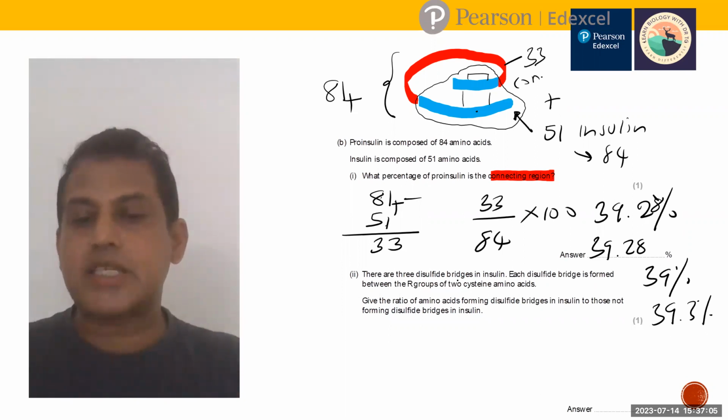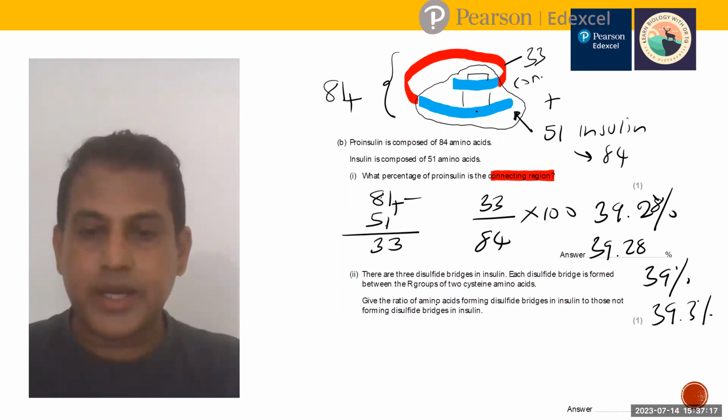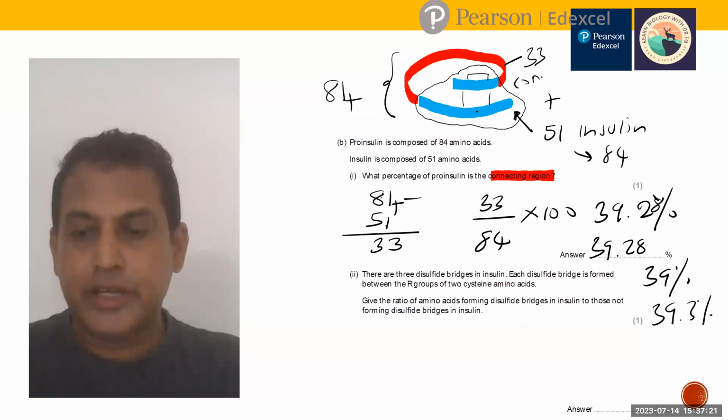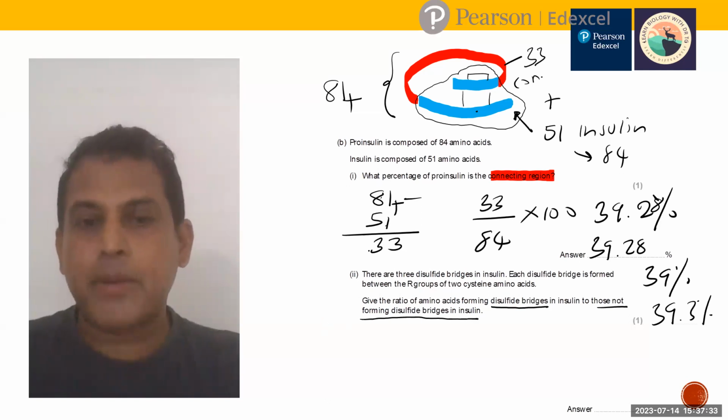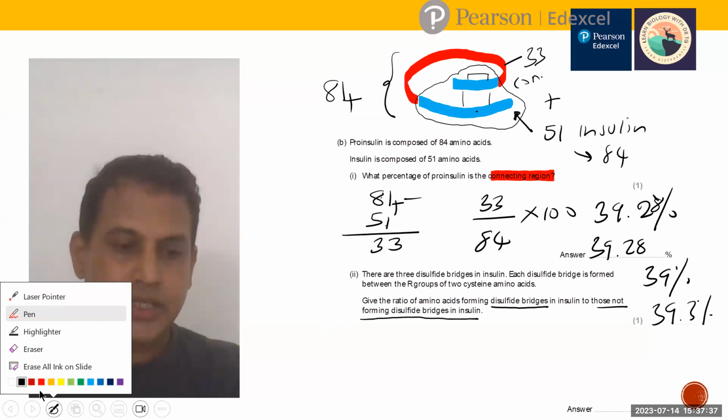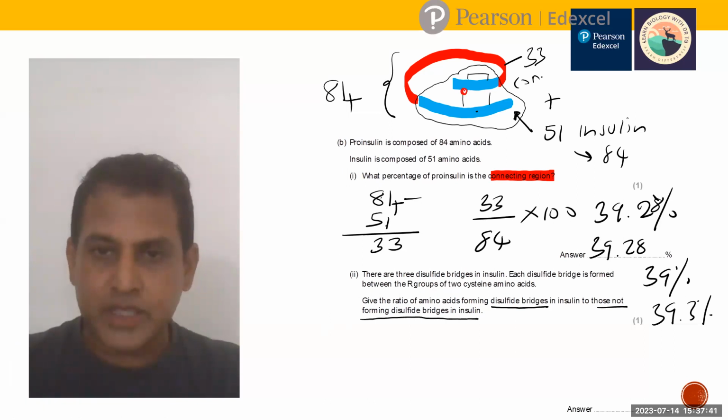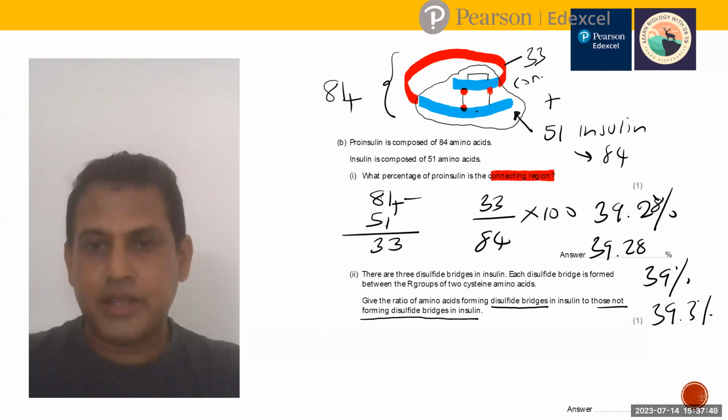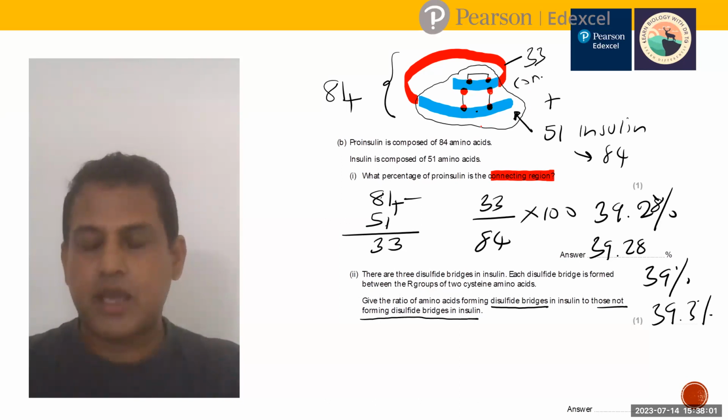Next one: there are three disulfide bridges in insulin. Each disulfide bridge is formed between the R groups of two cysteine amino acids. Give the ratio of amino acids forming disulfide bridges in insulin to those not forming disulfide bridges in insulin. Okay, so I use the same figure here again. Here is the amino acid cysteine, and here the amino acid cysteine. Between these two there is a disulfide bridge. Here another one, another one, another one. Now, how many amino acids are involved in making the disulfide bridges? Six.